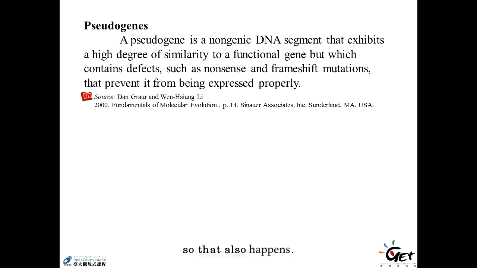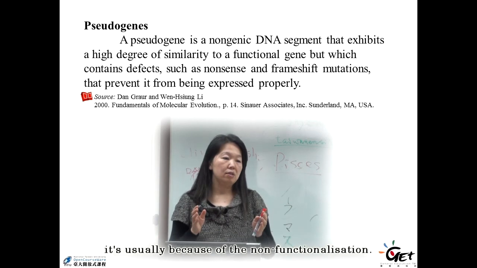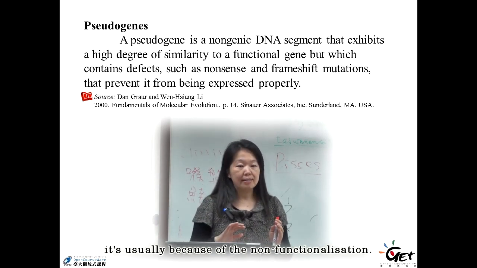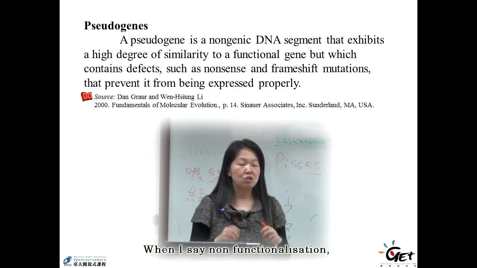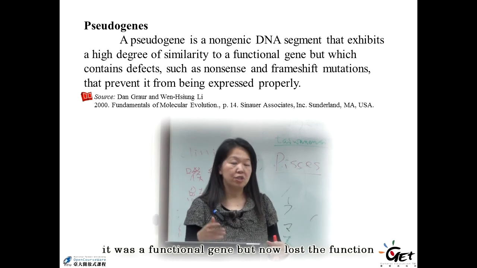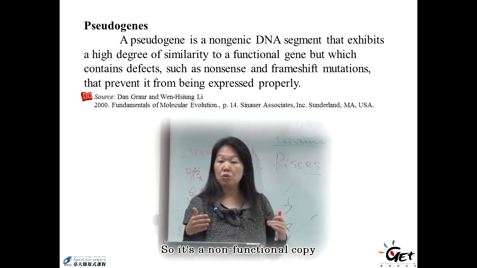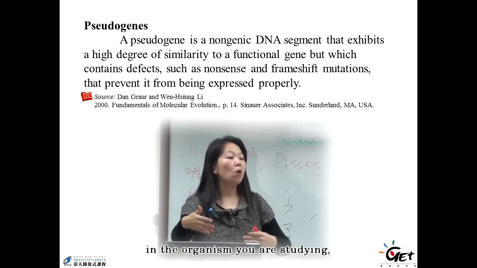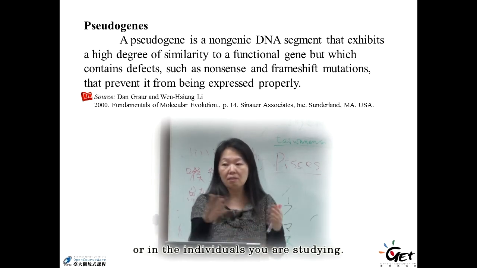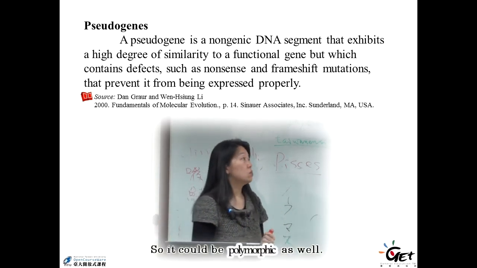So that also happens. And when we recognize a pseudogene, it's usually because of non-functionalization. When I say non-functionalization, it was a functional gene, but now lost the function in this particular lineage. So it's a non-functional copy in the organism you studied, or in the population you studied, or in the individuals you studied. So it could be polymorphic as well.